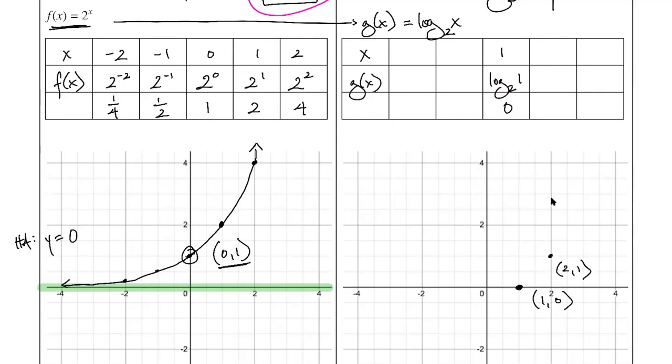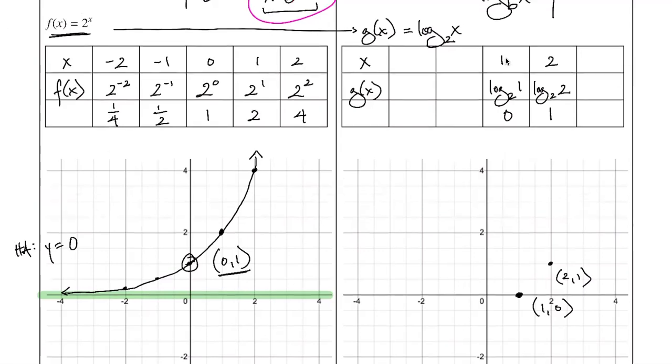That means that an x value of 2 is going to give me a y value of 1. And if we think about what that looks like, it's going to be log base 2 of 2.